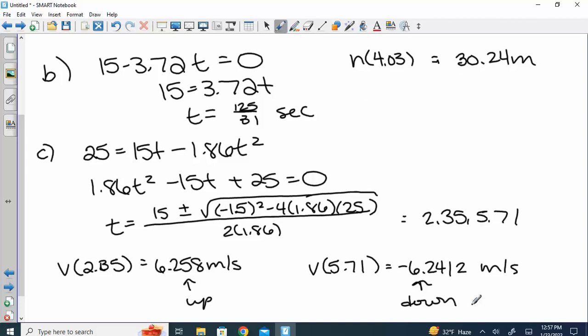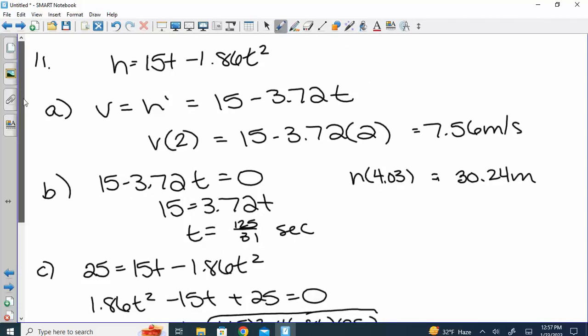Part D, we didn't specifically ask about this one, so let's just talk through it. I want to know when the rock hits the ground, so what do you have to do? The original equation, the height equal to 0, and you guys could solve that. Part E wants the acceleration. How do you find the acceleration? Right, second derivative, or the derivative of velocity.